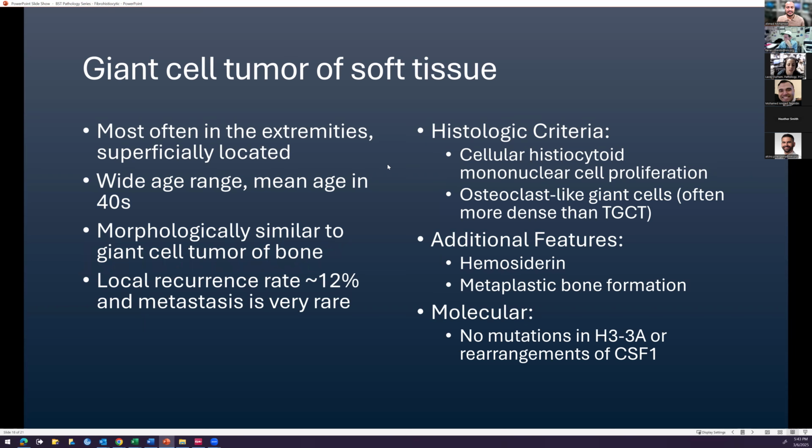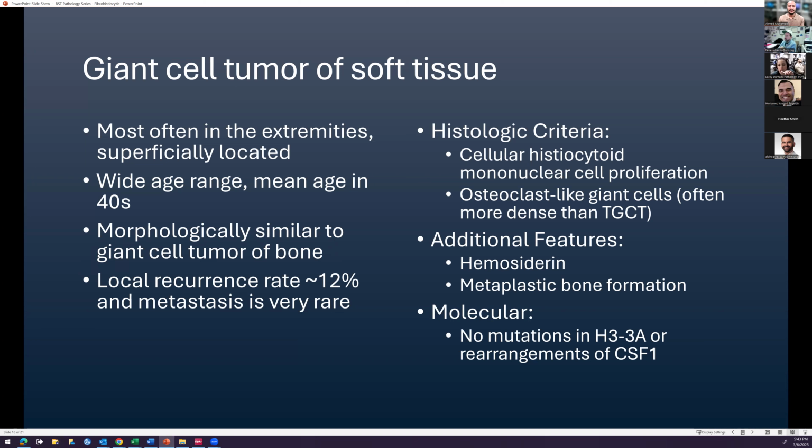So giant cell tumors of soft tissues, they're most often in the extremities, usually pretty superficially located. And they have a pretty wide age range, like we said before. Morphologically, they are similar to giant cell tumor of bone, like I said, and they do have a local recurrence rate and can metastasize. As you've kind of felt from all these things that we've talked about, all these fibrohistiocytic tumors have this weird sort of propensity to have rare mets, right? So that is kind of an overlapping feature with this whole group.